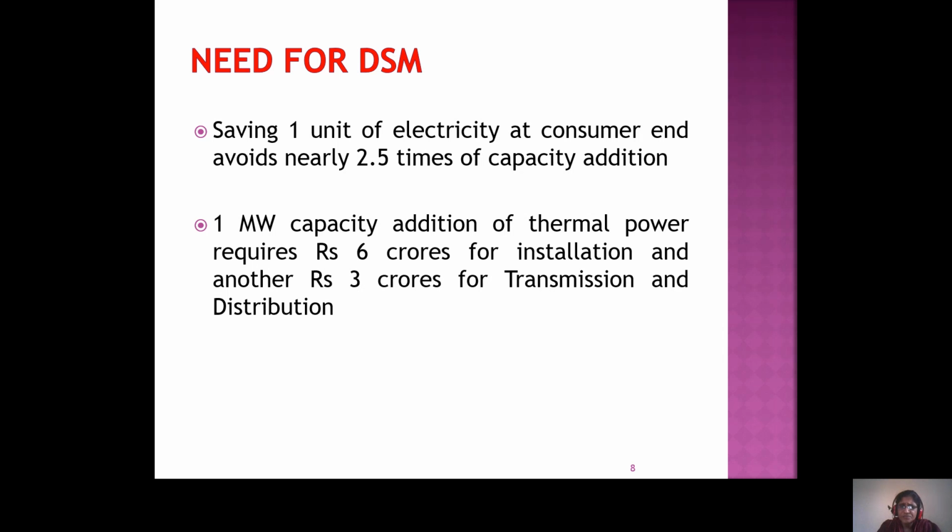When you observe here, if you save 1 unit of electricity at the consumer end, it avoids nearly 2.5 times of capacity addition. That means whatever work happens in the peak hours, you have to convert it to less-loaded night times or weekend times. Saving 1 unit of electricity at the consumer avoids nearly 2.5 times of capacity addition.